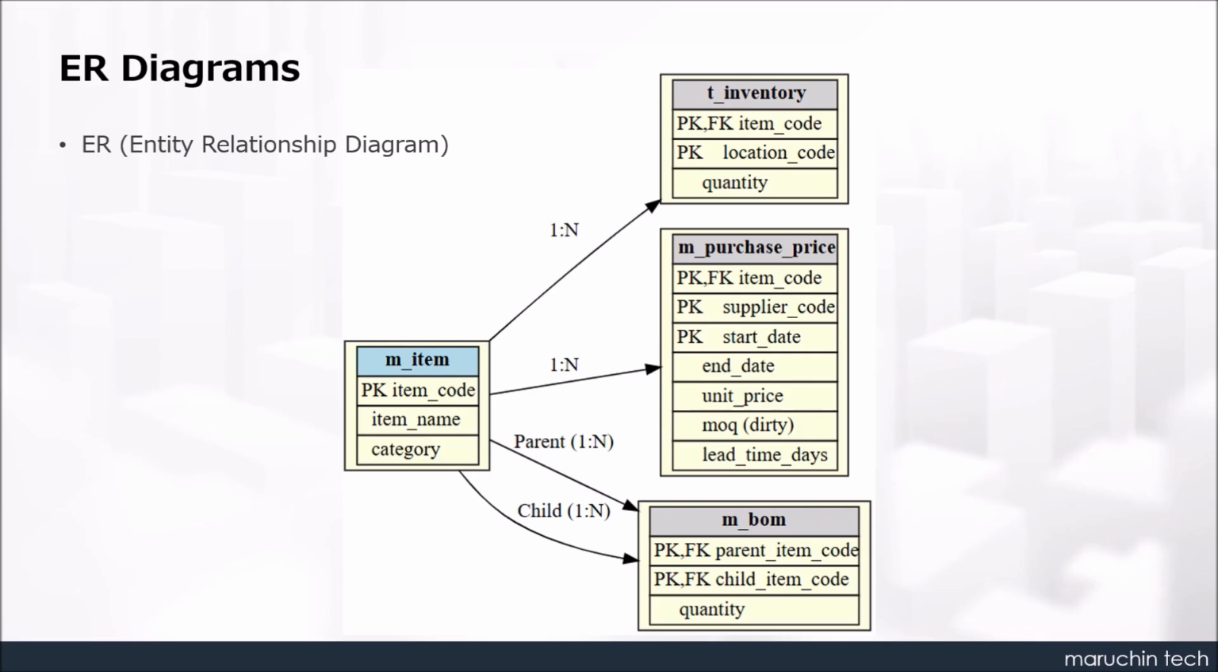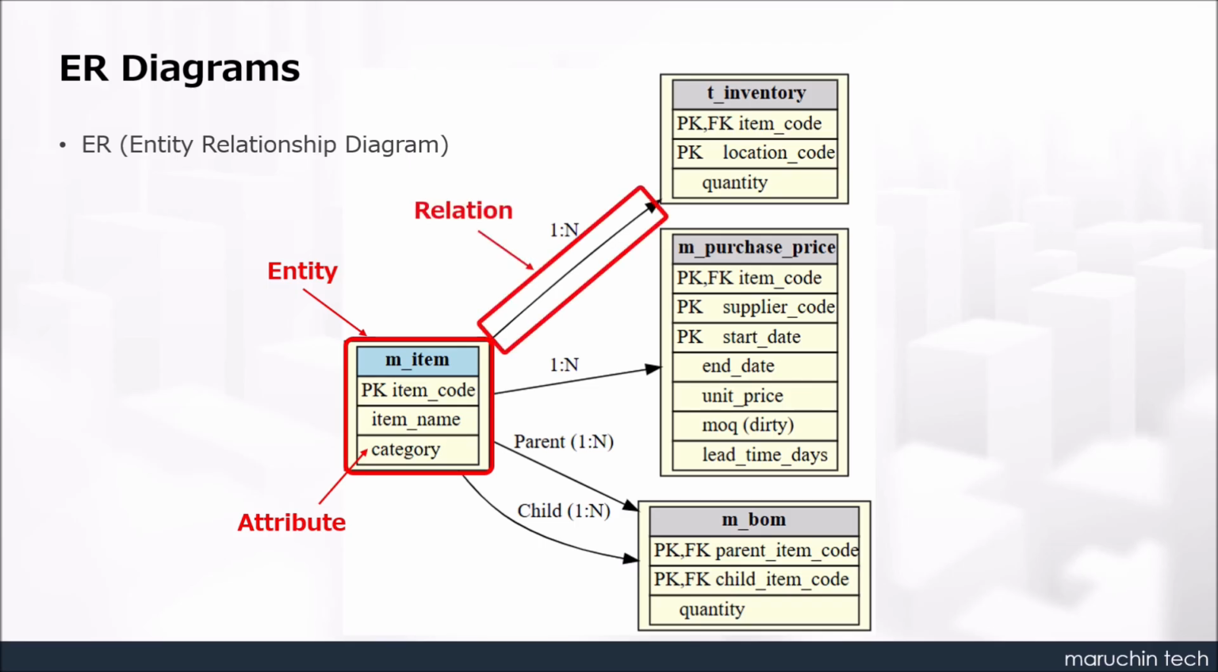ER diagram stands for Entity Relationship Diagram, and it serves as a critical blueprint for databases. An entity represents an object that holds information. In a database, this corresponds to a table. It is usually represented by a rectangle. An attribute represents a specific data item possessed by the entity. In a database, this corresponds to a column. Attributes are listed inside the entity. A relationship represents the logical association between entities. It is represented by a line, and symbols called cardinality are attached to that line.